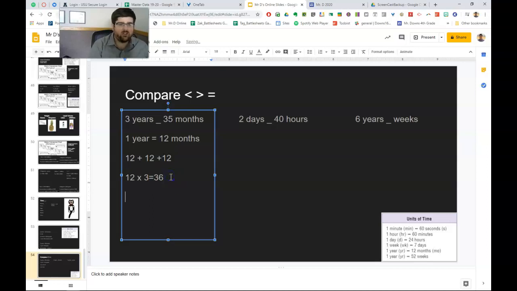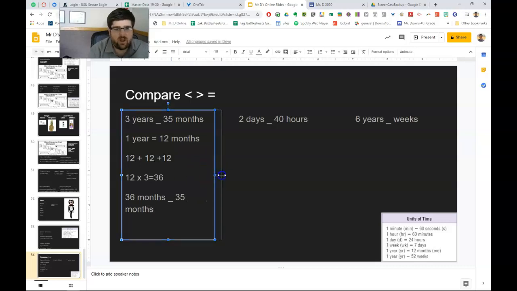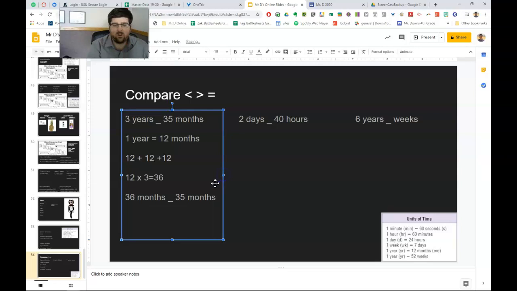So my new equation would be 36 months is less than, greater than, or equal to 35 months. I hope you see how much easier it is to do the comparison when they're in the same units. Because if I'm comparing month to month, I just have to see, is 36 less than, greater than, or equal to 35? Then it's easy peasy. So 36 is, in fact, greater than 35. So 3 years is greater than 35 months.